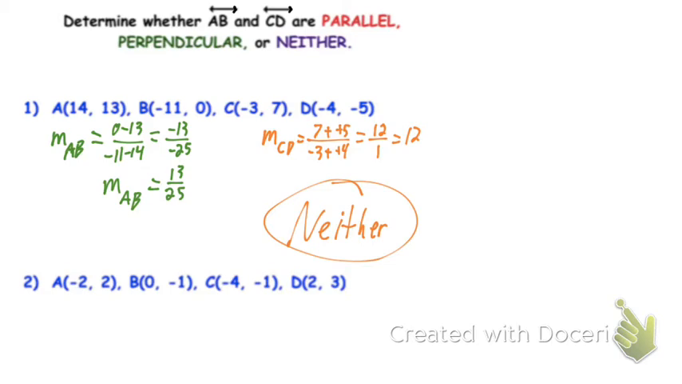Anyway, determine whether lines AB and CD are parallel, perpendicular, or neither on the second problem. So we need to find the slopes of these. Okay? Bailey, I believe in you to help me find the slope of line AB. Help me find the slope of line AB on the second problem.